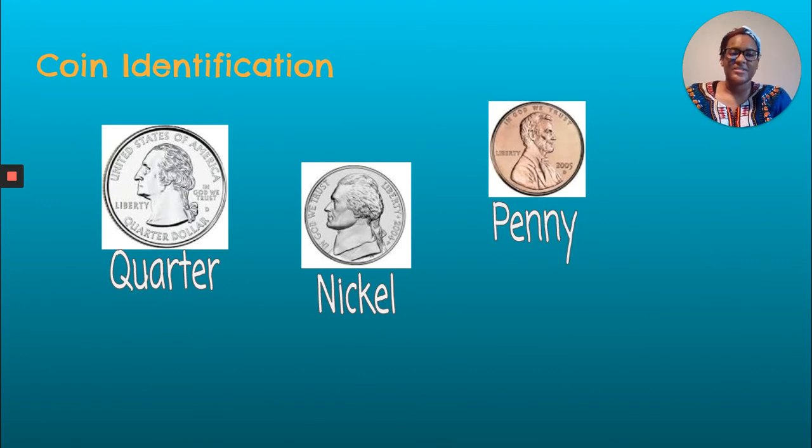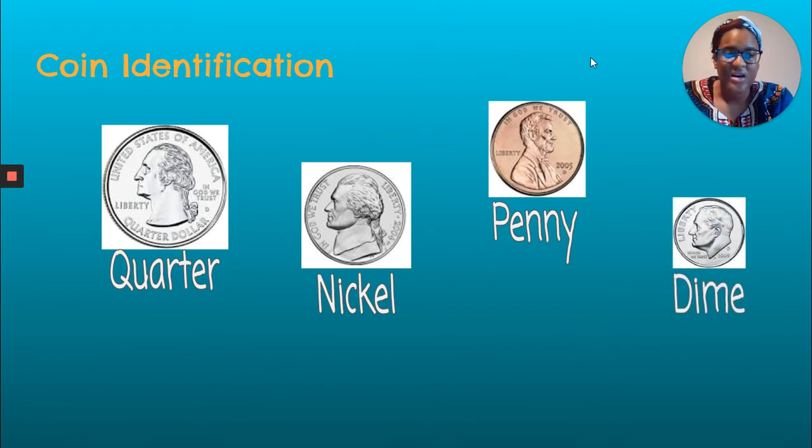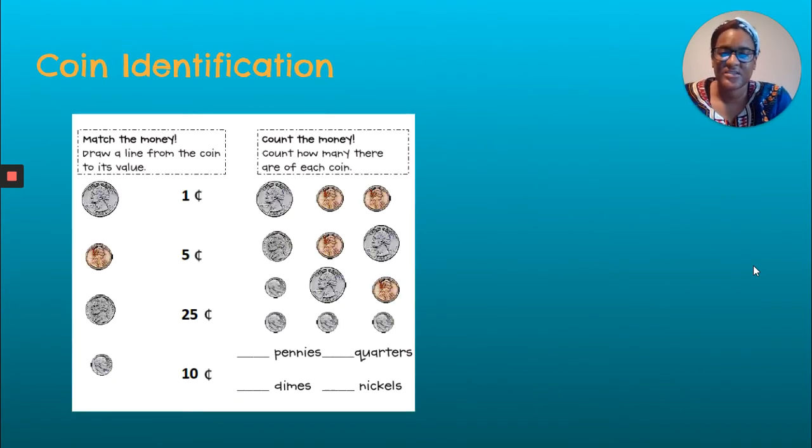Our next coin is a penny. It is the copper coin, so it is a different color than the others. It is copper. It looks brown. It has Abraham Lincoln. It says "In God We Trust," and it is worth 1 cent. Our last coin, which is the smallest coin, is the dime, and it says "Liberty" on it, and it is worth 10 cents.